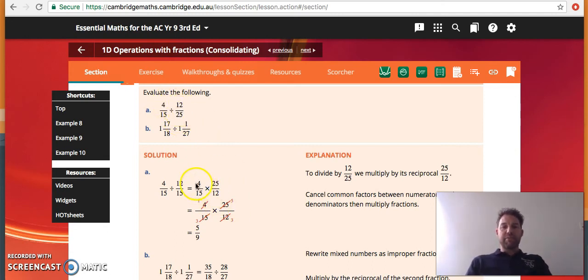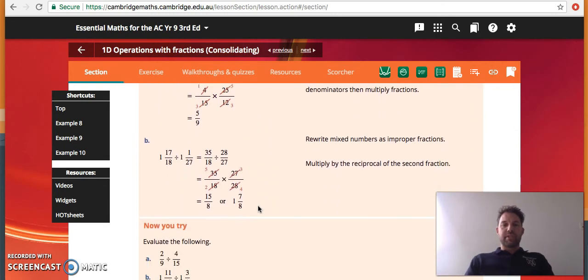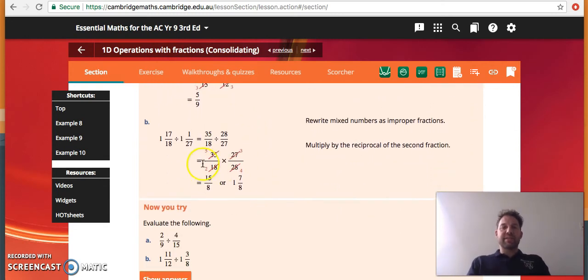Now, being a times, we can times straight across. 4 times 25, 15 times 12. They have cancelled the common factors beforehand, or you can do your multiplication and find your common factors later. It is up to you, either way. So practice that. And the last one here is using the same method, except they're mixed numbers.